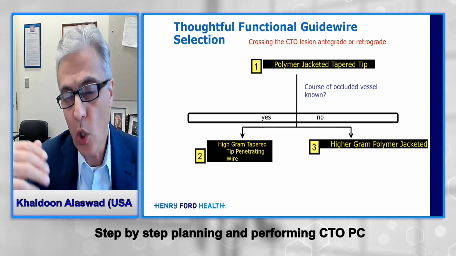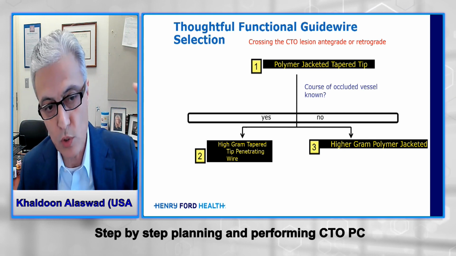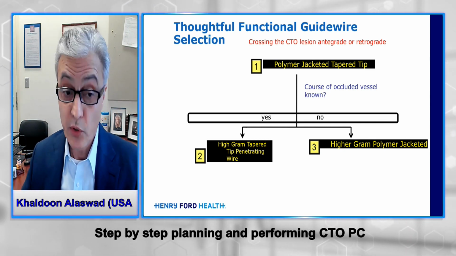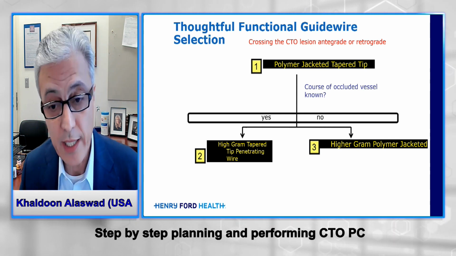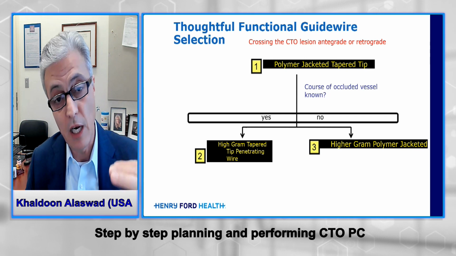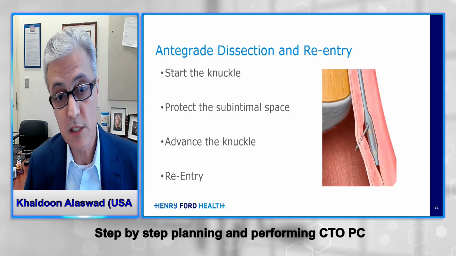Start with that almost every time after the workhorse wire. Should put the workhorse wire on the top. If you know the anatomy, you can actually stab. If you don't know the anatomy, you should stick to polymer jacketed wire, and you can increase the gram. The polymer jacketed wires do not perforate that easily unless you take a small side branch.